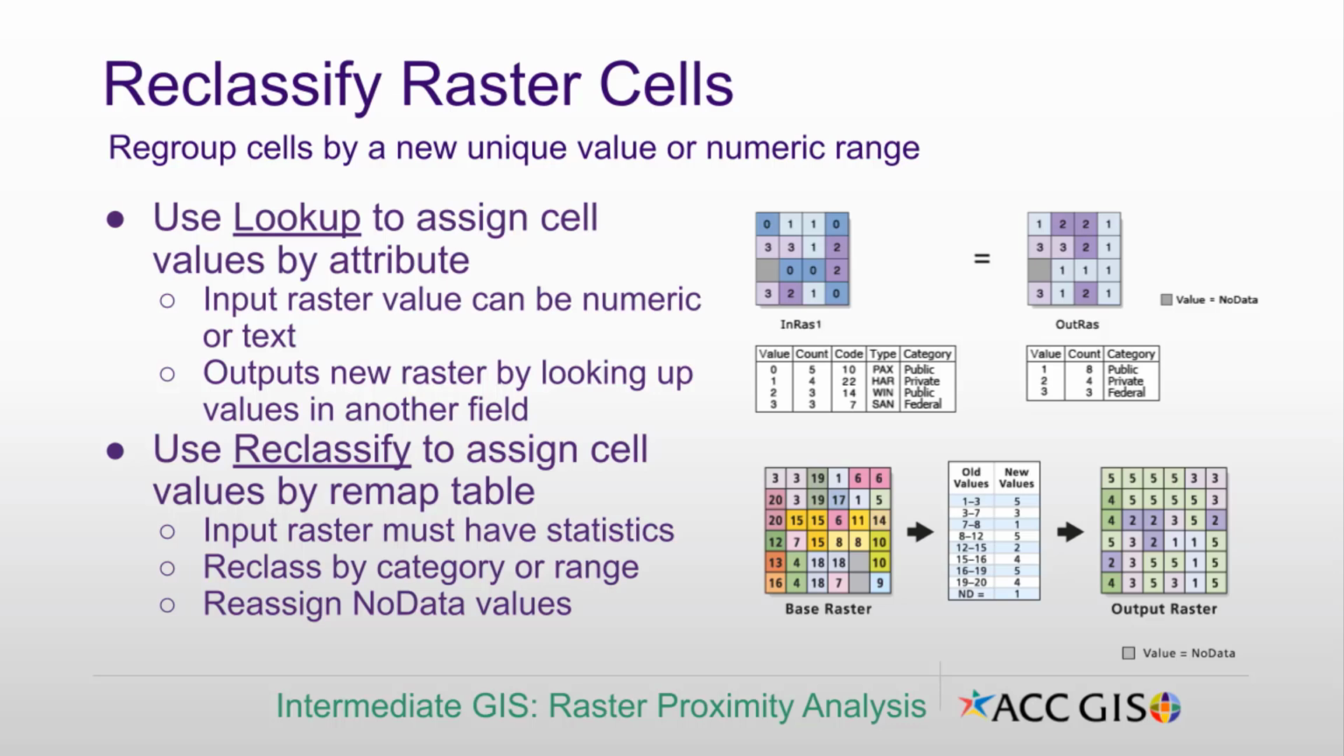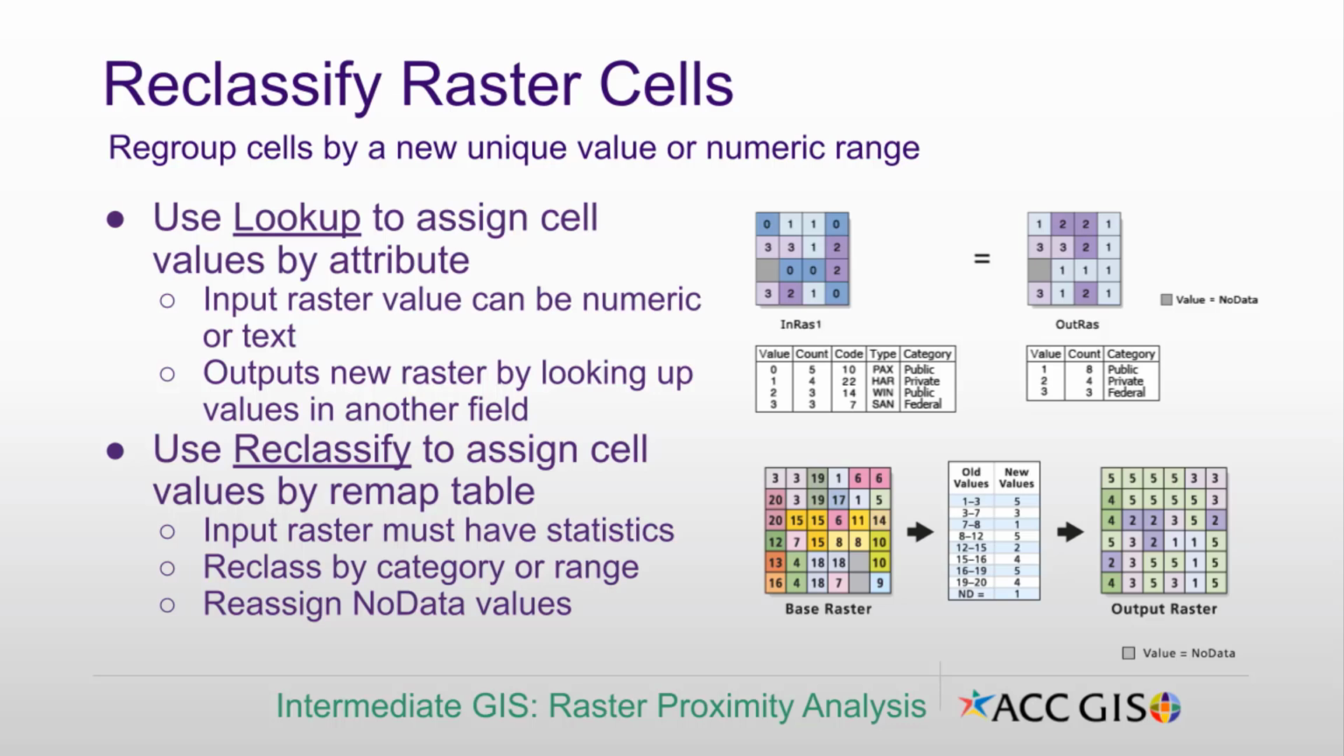In addition to classifying raster cells with symbology, we can reclassify raster cells where we regroup cells by unique value or numeric range. One of the tools we can do that with is lookup. We use lookup to assign cell values by attribute. Now the input raster value can be numeric or text, and the tool outputs a new raster by looking up values in another field.